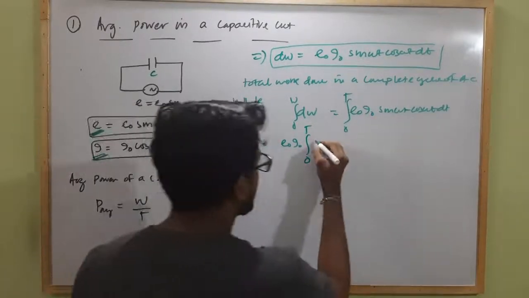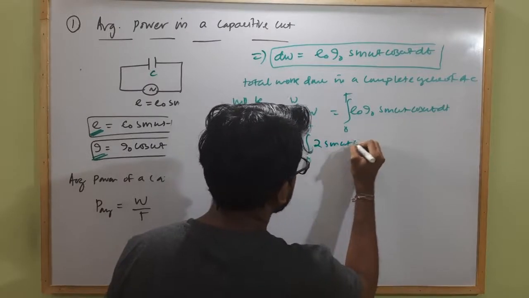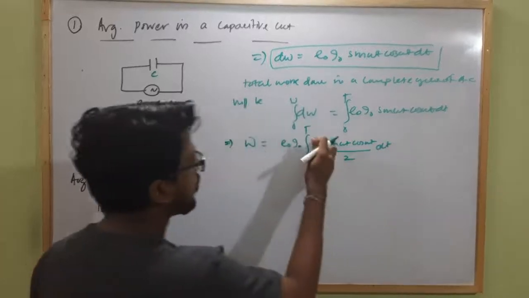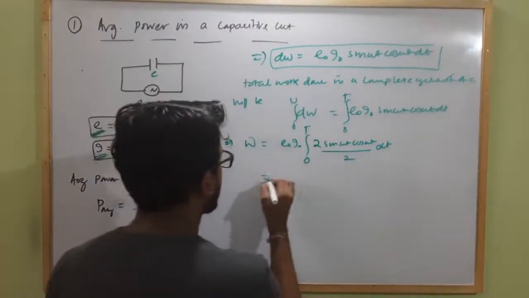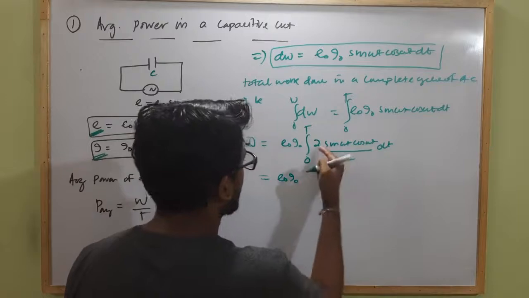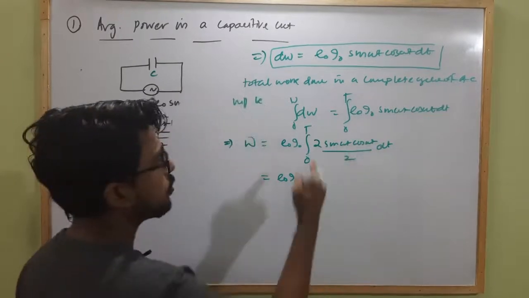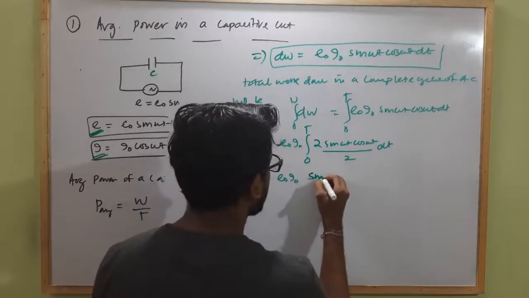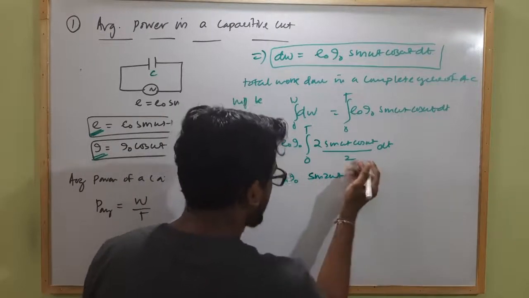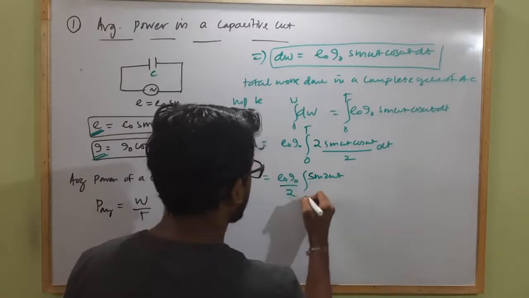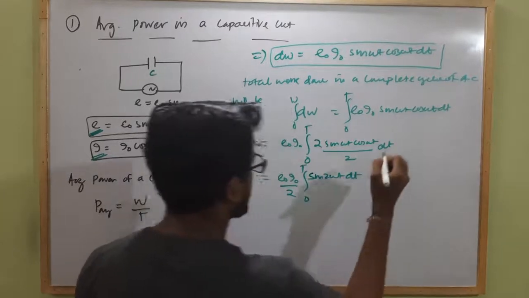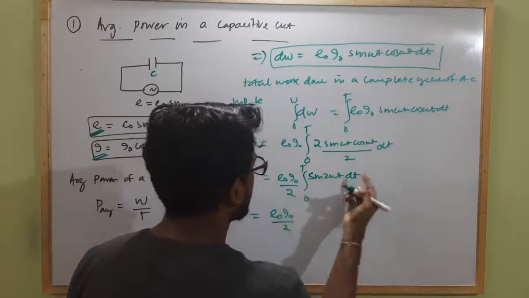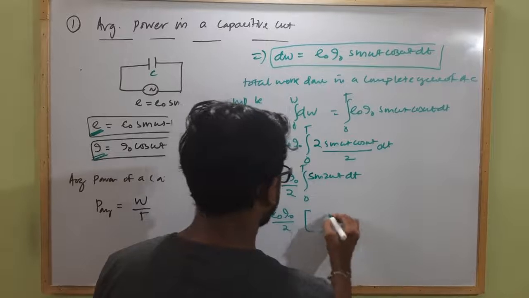We can write this as 2 into sin omega t cos omega t divided by 2 dt, by multiplying and dividing by 2. So this can be written as E naught I naught by 2, 2 sin omega t into cos omega t. 2 sin theta cos theta will be sin 2 theta. So it will be sin 2 omega t. The 2 is taken outside the integration symbol, into dt.